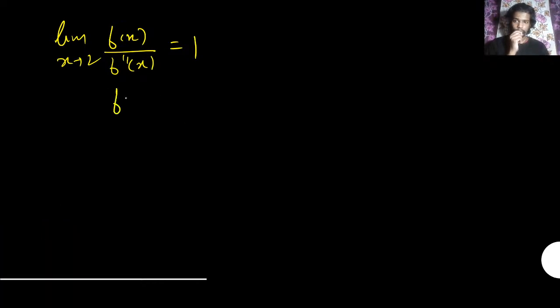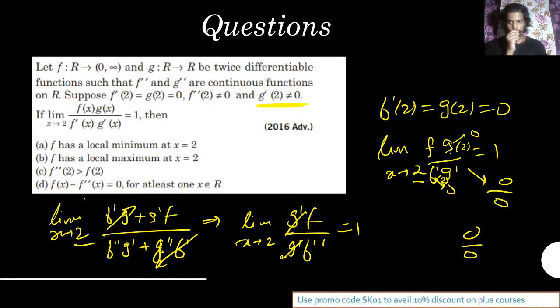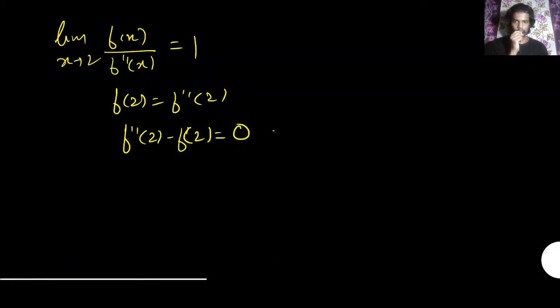So you will get f(2) equals f''(2). So now you can write f''(2) minus f(2) equals 0. Now if you look at the last option, it says that f(x) minus f''(x) is 0 for at least one x. And this is what we have proved.